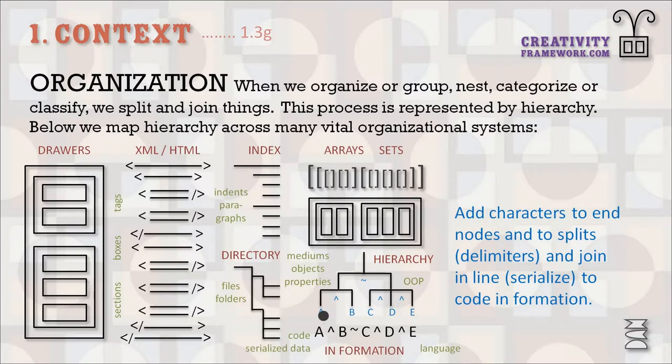Now, when we put content in there, so letters at the bottom, A, B, C, D, E on the leaf nodes, and we represent the division of these at this level with a tilde, and at this level with a caret, we can go A, caret, B, tilde, C, caret, D, caret, E. This is in line. You see how it's in a straight line? It's marching along in formation. March, march, march, in formation.